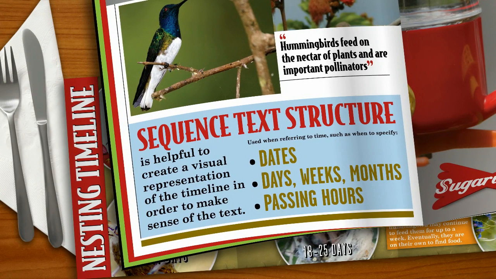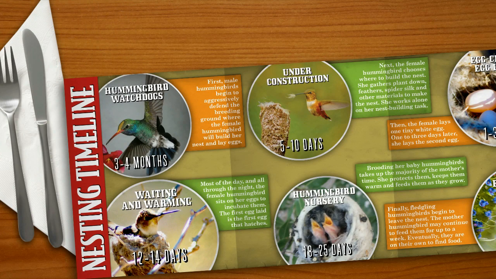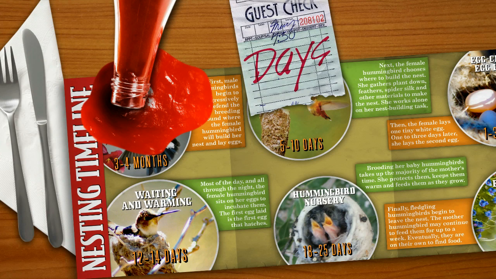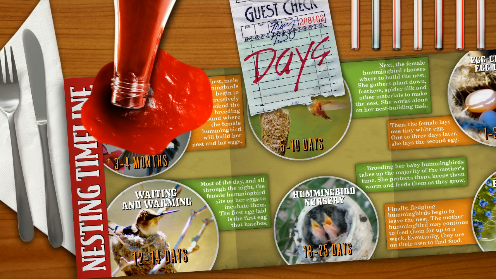Authors use sequence text structure when they're referring to time, such as when they specify dates, number of days, weeks, or months, or when they identify passing hours. It's helpful to create a visual representation of the timeline in order to make sense of the text. I know from the title Nesting Timeline that we are going to learn about the amount of time it takes for the hummingbirds to complete the nesting process. You notice that the author provides a range of time. We have to consider this when we make the timeline. Since she uses months and days, we need to select a common unit of time for the timeline. Let's use days. The entries need to be proportional so that they accurately reflect the passage of time.